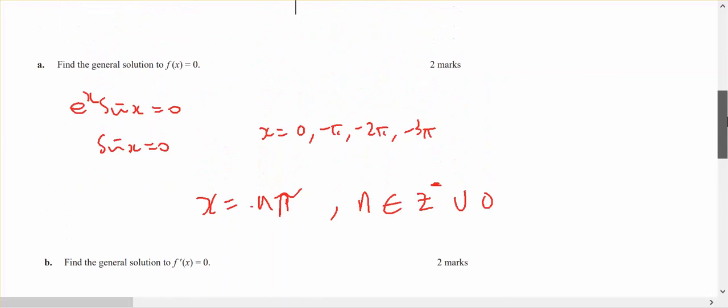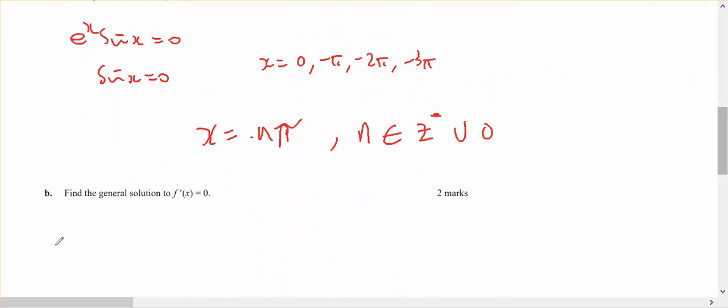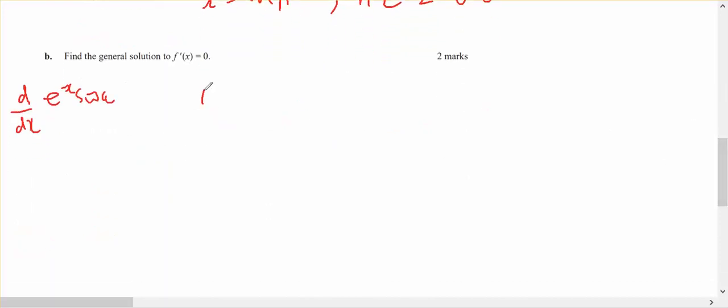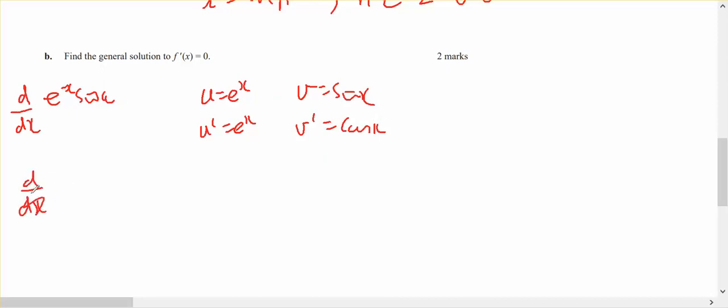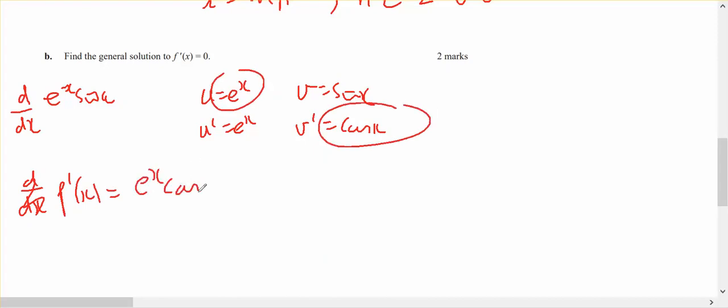And find the solution to the derivative equaling 0. So I have e to the x sine of x, and I want d dx of it. So I take the derivative and it's a product rule question. u equals e to the x, u dash equals e to the x, v equals the sine of x, v dash equals the cos of x. Therefore f dash of x equals e to the x cos of x plus e to the x sine of x, which is e to the x times cos of x plus sine of x.